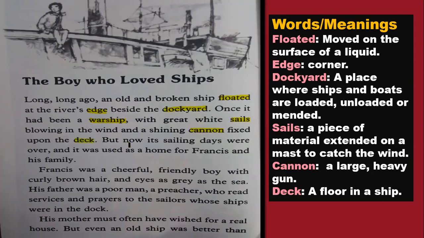Okay, but now its sailing days were over and it was used as a home for Francis and his family. So basically, the boy who loved ships, his name is Francis. Francis is the boy who was now living in this ship, and his family was also living there, and they were using it as a home. Okay, so probably they were not very rich people because they could not afford a proper home, so they were using a ship as a home.